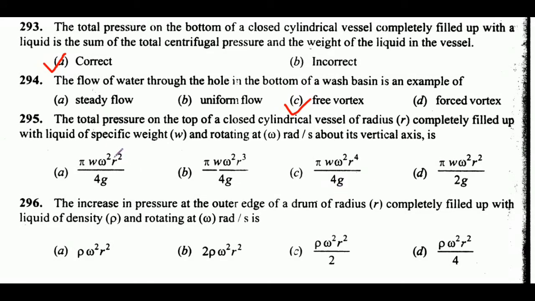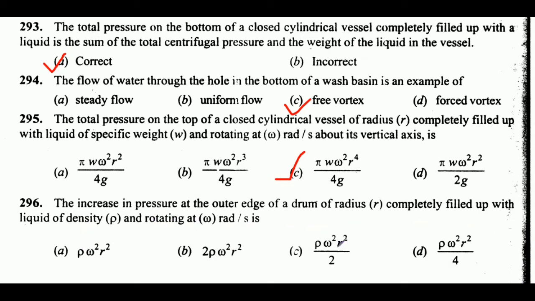Next is, the total pressure on the top of a closed cylindrical vessel of radius r completely filled up with a liquid of specific weight W and rotating at omega radian per second about its vertical axis is. Here friends, these are the options, and here the correct answer is option C, that is pi W omega square r raised to 4 upon 4g.